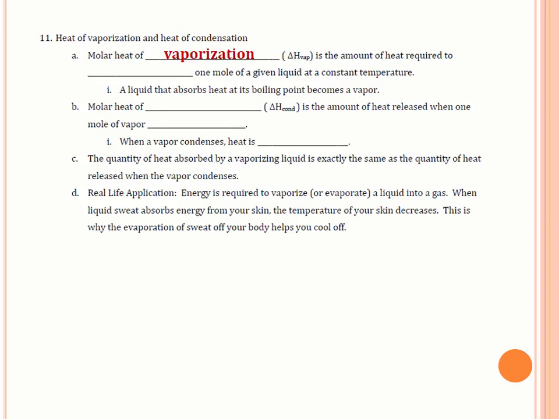All right, the molar heat of vaporization is the amount of heat that's required to vaporize 1 mole of a given liquid at a constant temperature. A liquid that absorbs heat at its boiling point will become a vapor. The opposite direction of this would be condensation, and it's how much heat is released when a mole of vapor condenses and goes from the gas phase to the liquid phase. When a vapor condenses, then heat is being released.